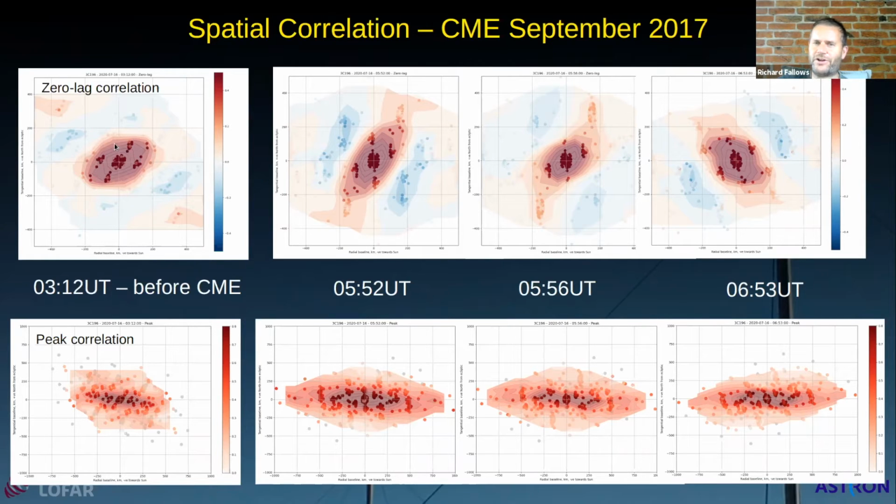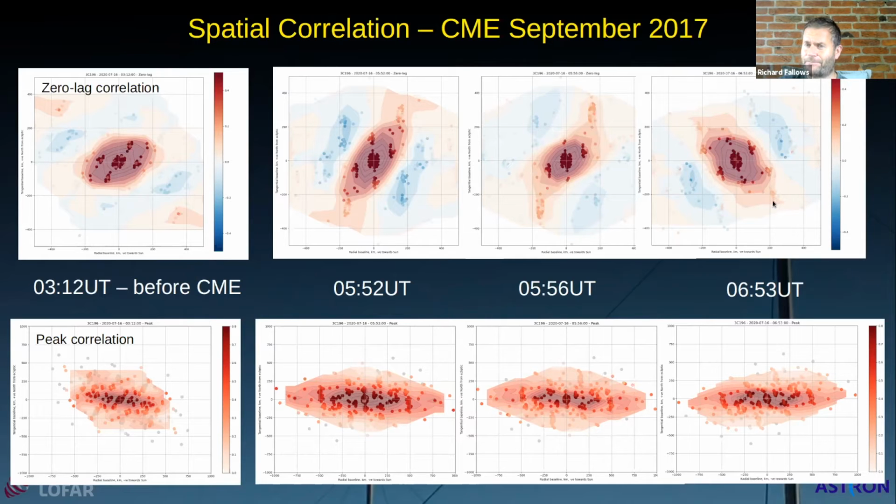But what's interesting about these data is what happens when the CME hits. This pattern, which was broadly consistent for several hours before the CME happened, suddenly changes, and it changes quite dramatically. You can see that it becomes longer. It becomes more inclined to the radial direction. It even starts to take on a little bit of a spiral shape.